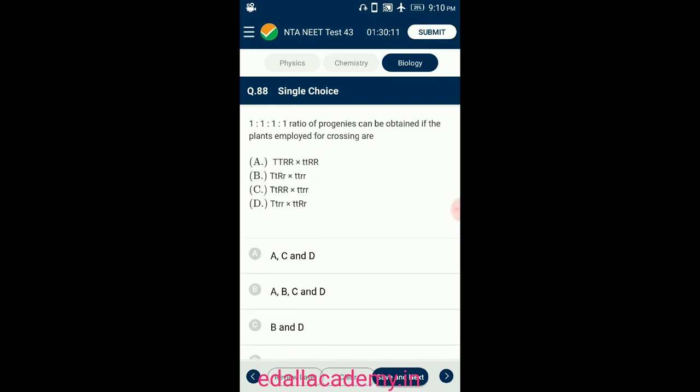Question number 88. 1:1:1:1 ratio of progenies can be obtained if the parents employed for crossing are... 1:1:1:1 is a dihybrid test cross ratio. It is obtained when crossing is done between a hybrid and a recessive genotype when two gene loci are considered simultaneously. So the answer for this question is option D.